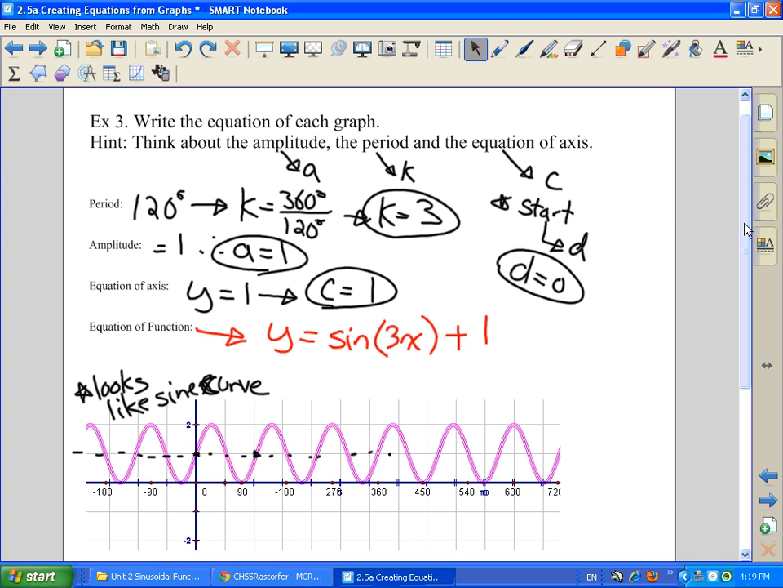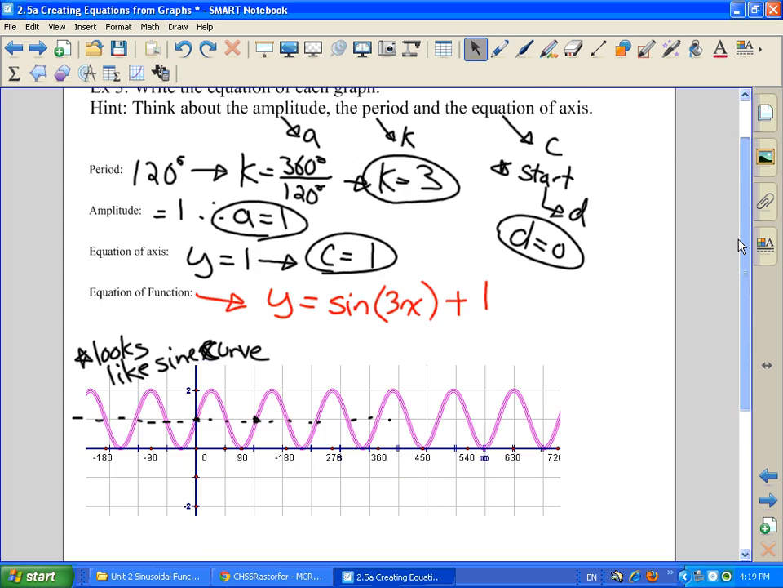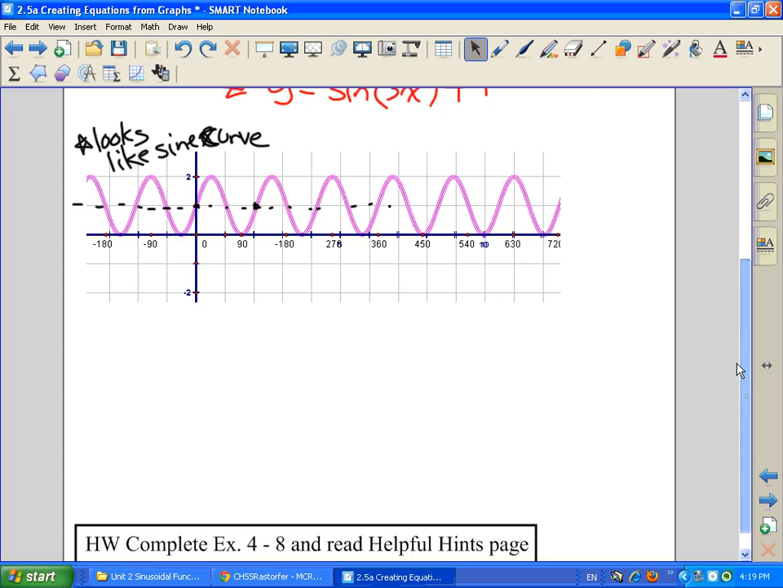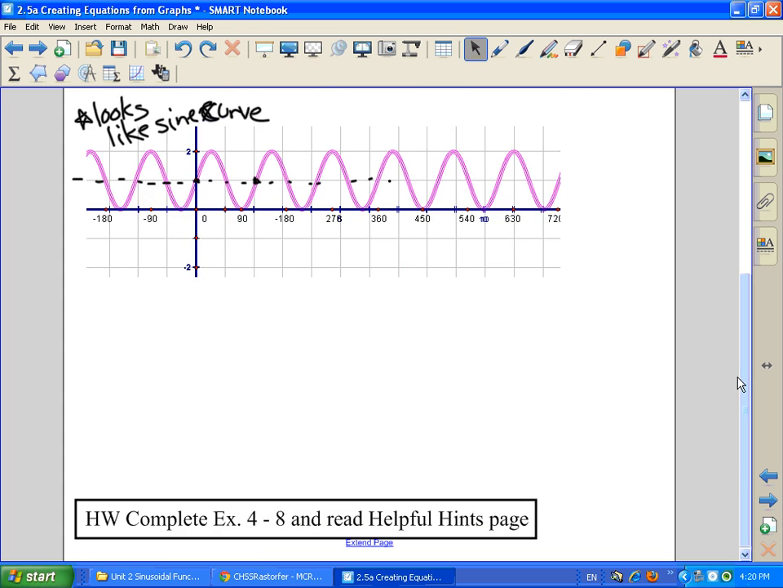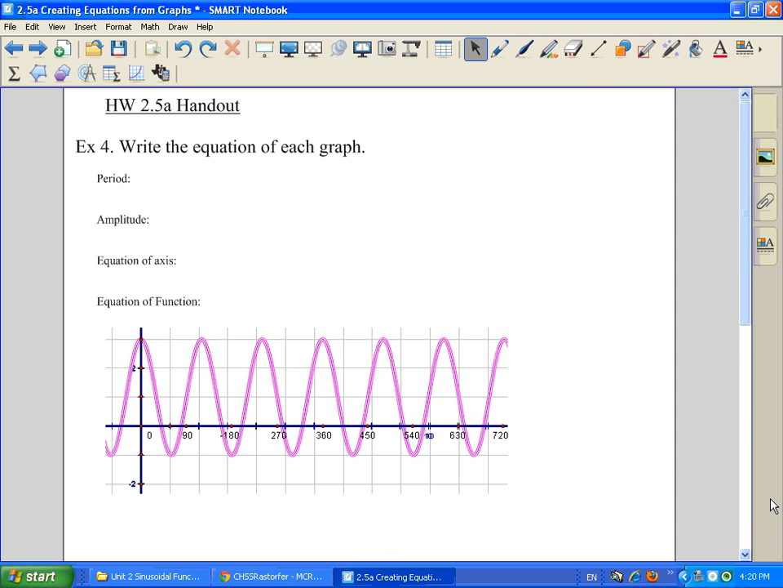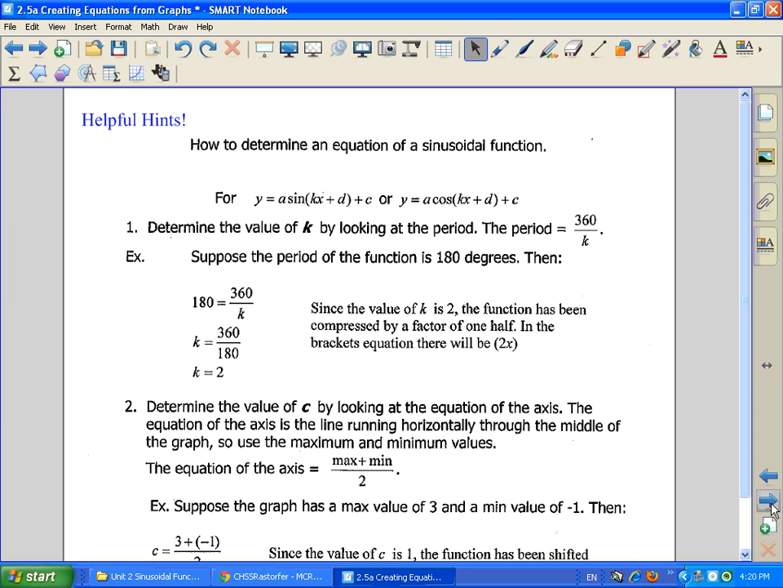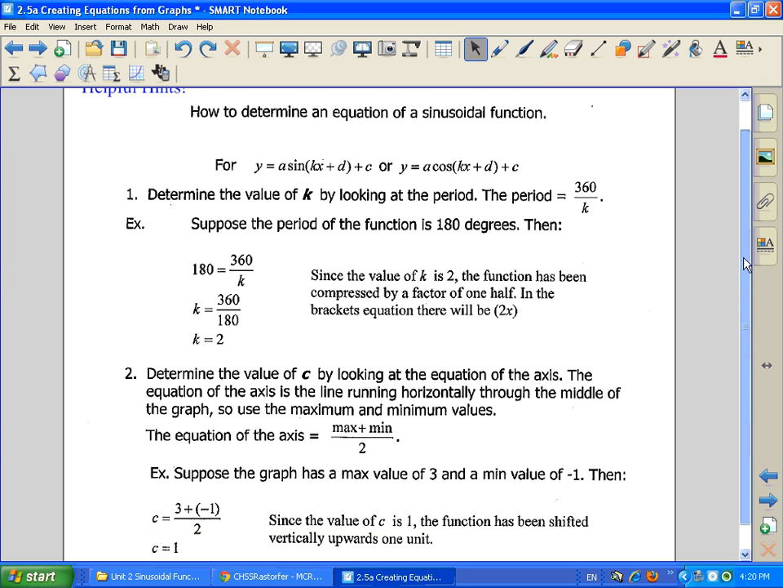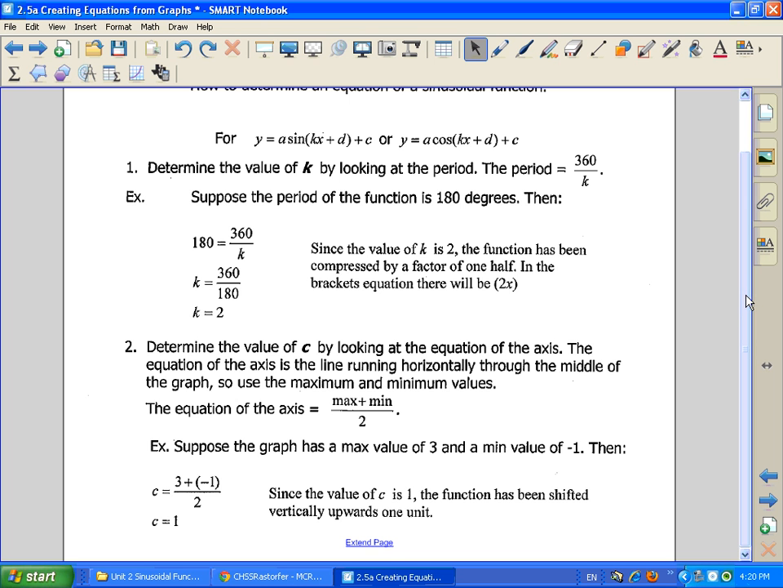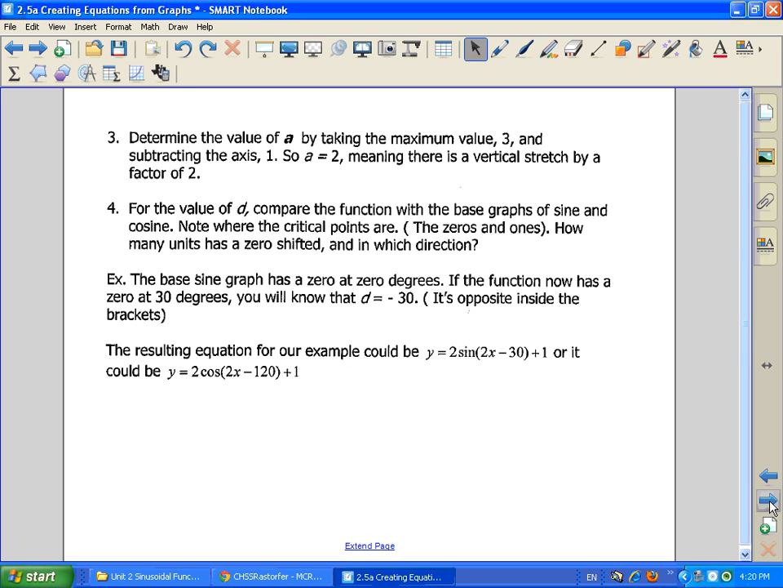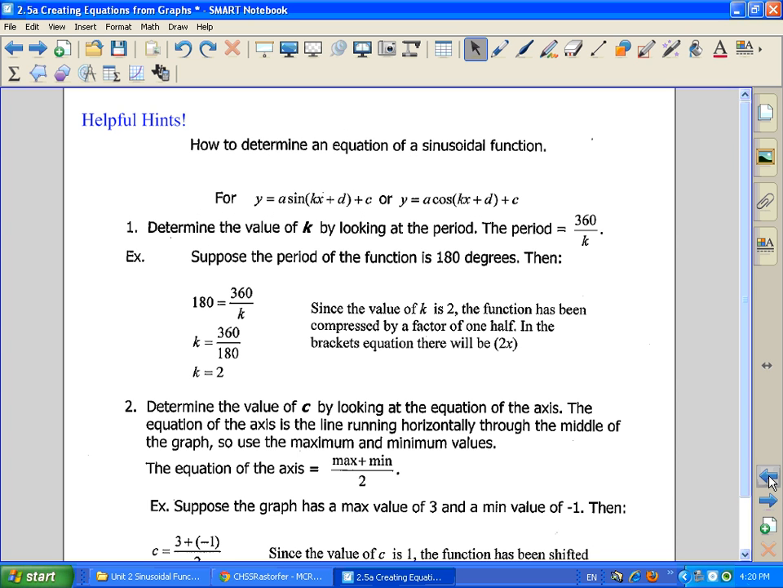All right. So you're going to do some examples like that. Watch for D to change. And your homework today, guys, is to complete the next couple pages, which is example 4 to 8, just like this, and read the helpful hints page. So looking at this, we've got example 4, 5, 6, 7, 8. Helpful hint is just a summary of what we've gone through the last couple days, how to find some values that you may be having trouble finding. It's just a little helpful hint on an example of doing this.